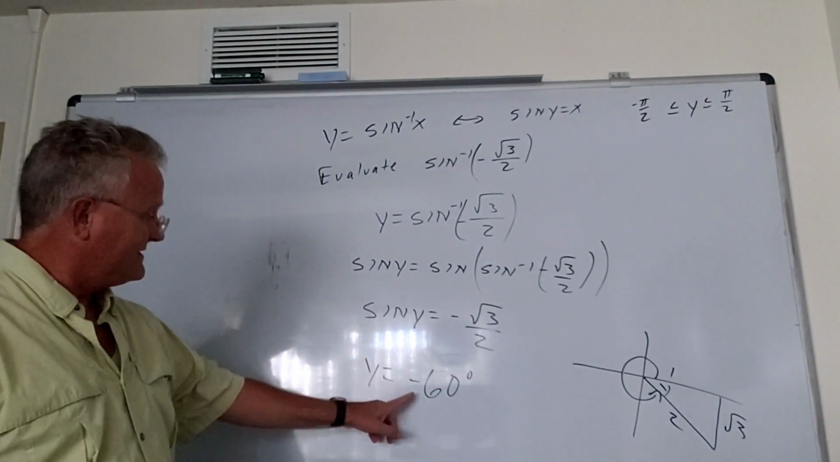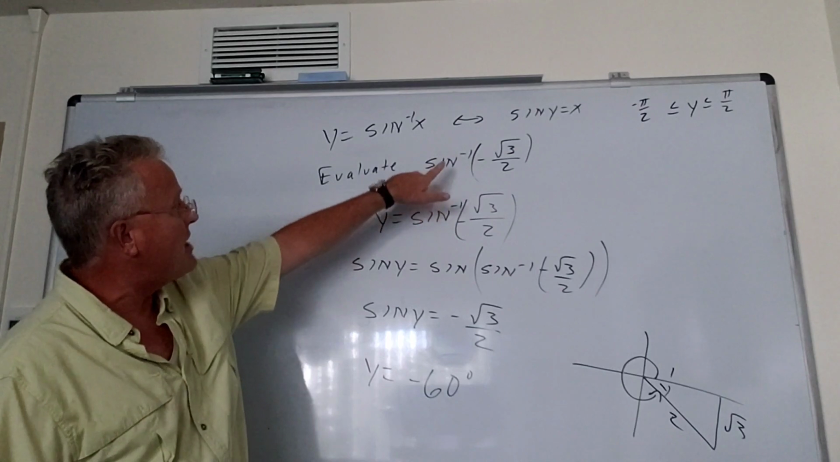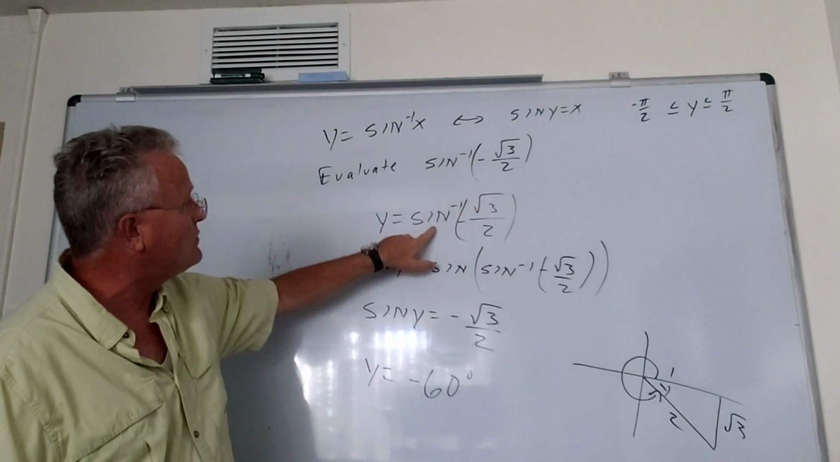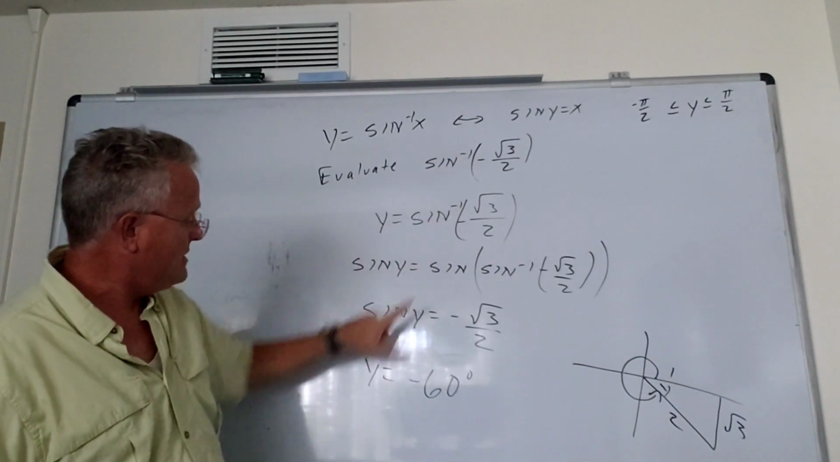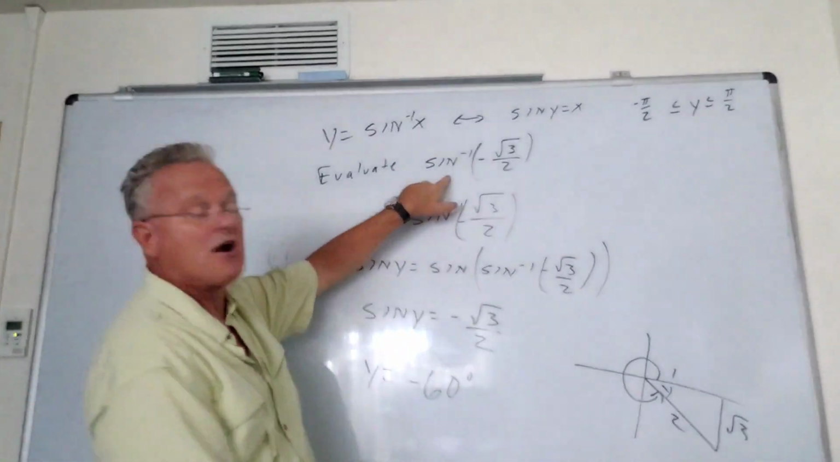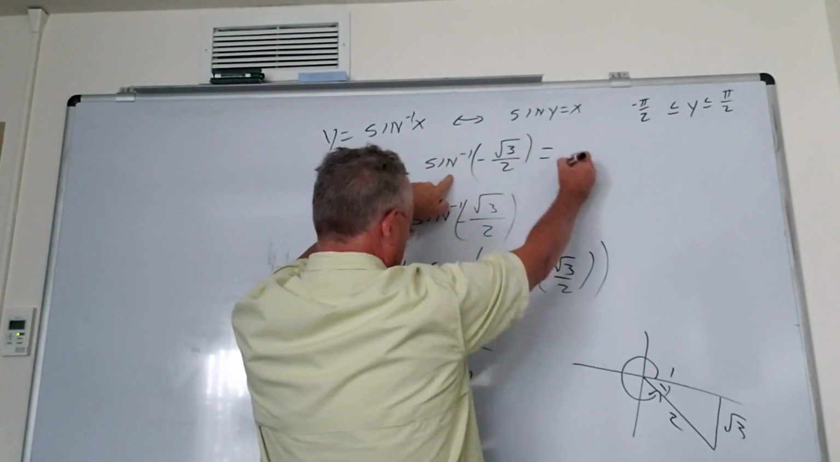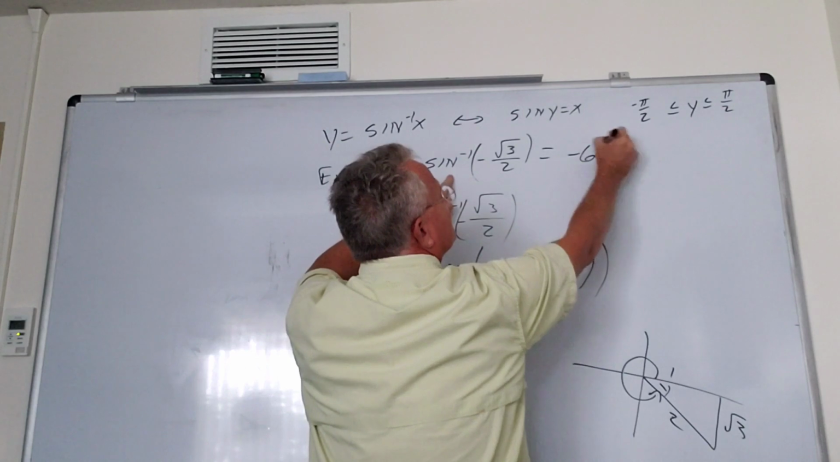Now, y is negative 60. We started out by letting our expression equal y. This is equal to y. Because y is negative 60, our answer is this expression is equal to negative 60 degrees.